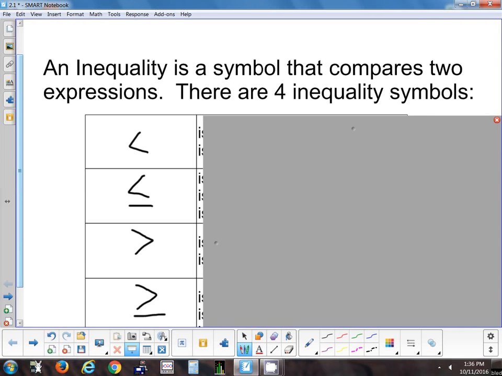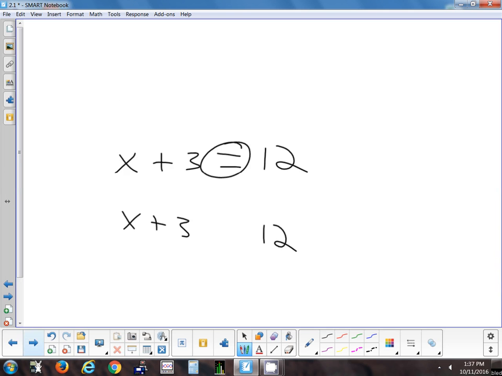All right, so it says an inequality symbol is a symbol that compares 2 expressions. So it compares 2 expressions. So that's the first blank on your notes. So here's an expression on the left. Here's an expression on the right. And I can compare them using that symbol if I want. And the way I would solve this and the way I would solve the equation, exactly the same thing. So it's a lot of the same steps that you've already learned.